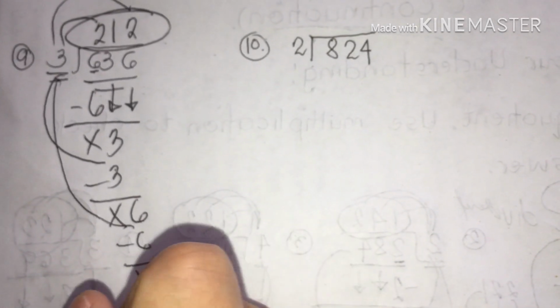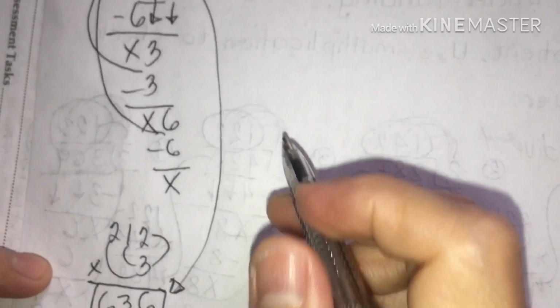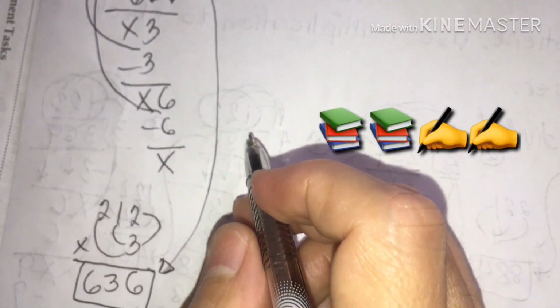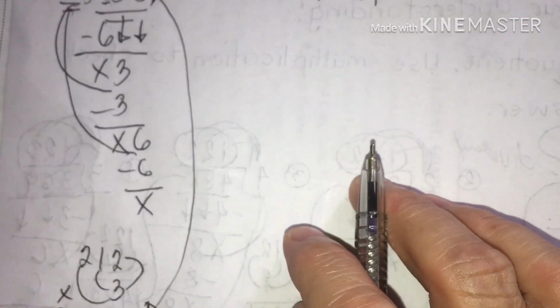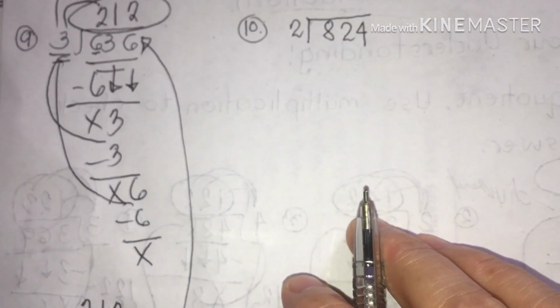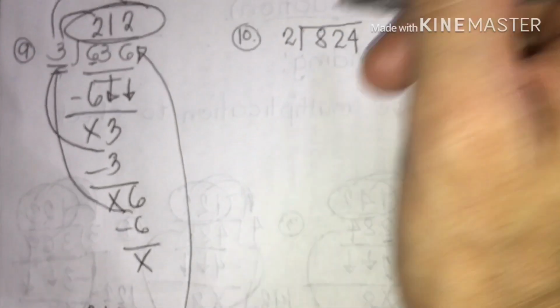So we're going to check it. 212 times our divisor 3, we're going to check whether our answer is correct. So 3, then 6. Therefore, class, our answer is correct. Simply multiply your quotient to your divisor so that it will result to your dividend. If your dividend is different, that means your quotient is incorrect. Mali po yung sagot mo.